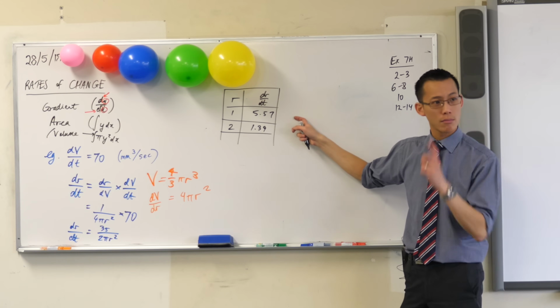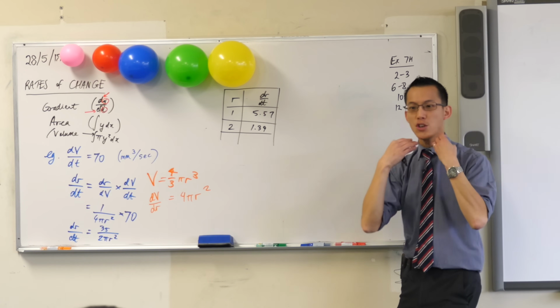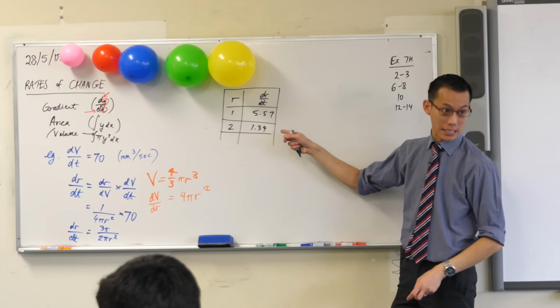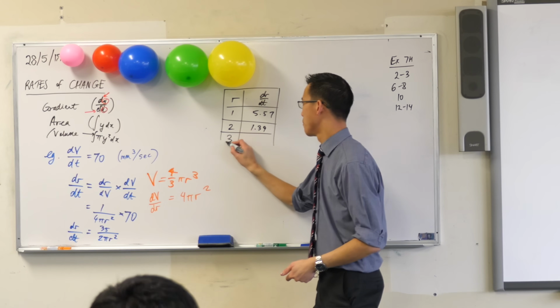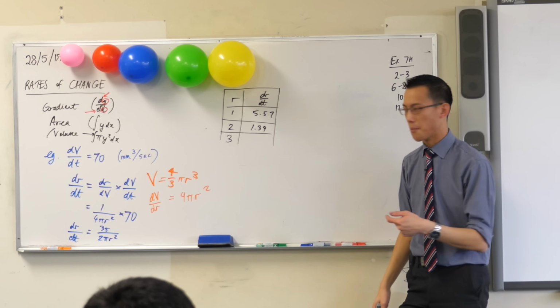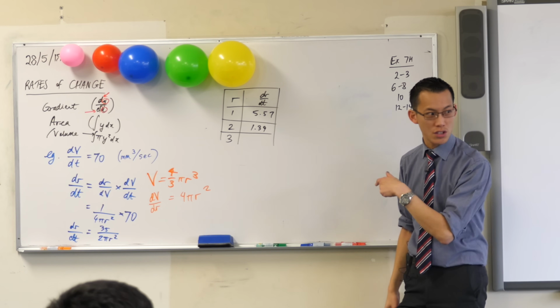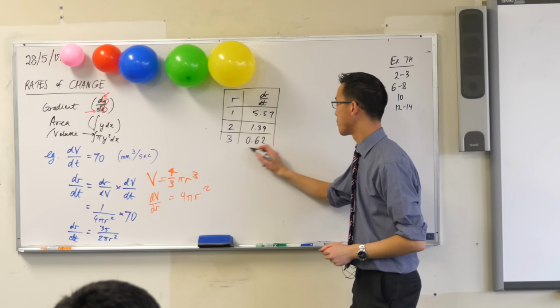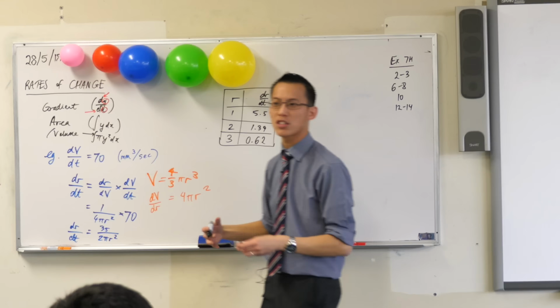Why is it positive? Yeah, you're still blowing air in. So it's growing, but it's not going as fast. Let's go one more just for good measure. Put in 3. What's going to happen once the radius is 3 centimeters? Okay. So I think that's enough just to see what's going on.